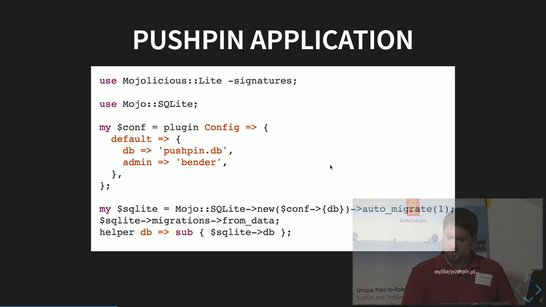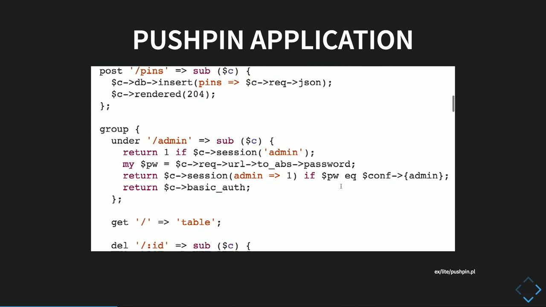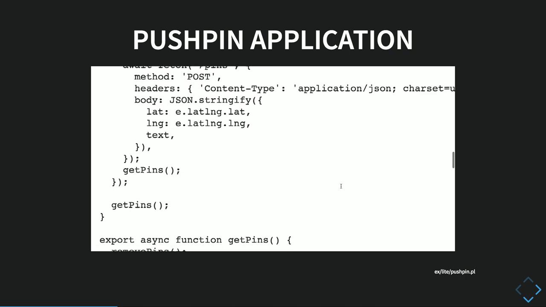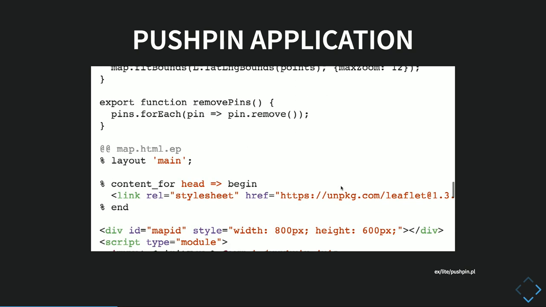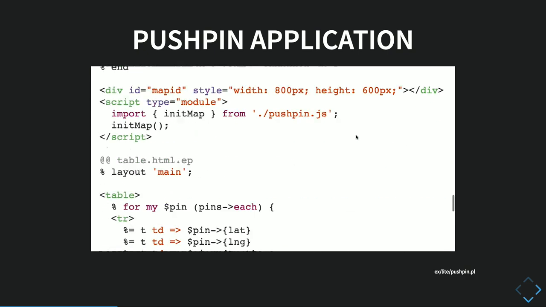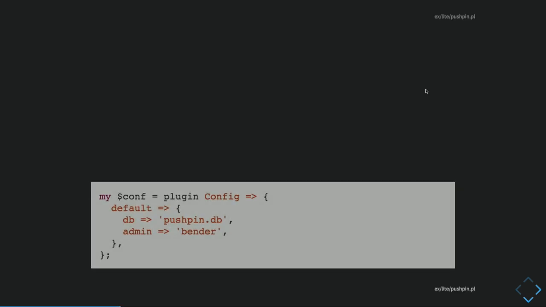So quickly, this is the application. I'm not going to show all of it, but just so you can see, it isn't so long. We've got some routes and some helpers, and then some JavaScript, and then some templates, and migrations. I think it's maybe 170-something lines. So it's a good little proof of concept.